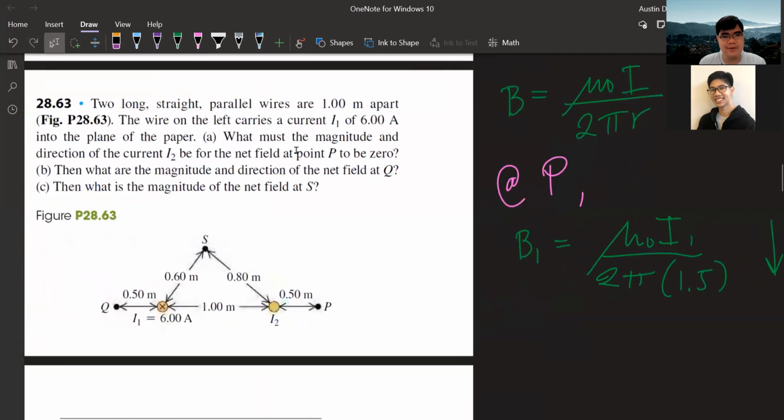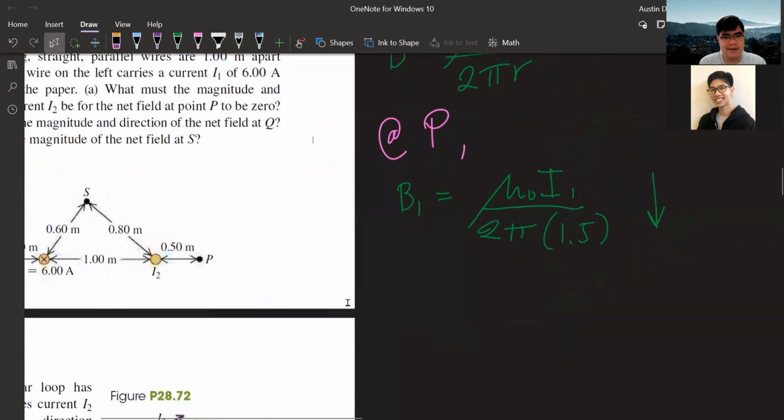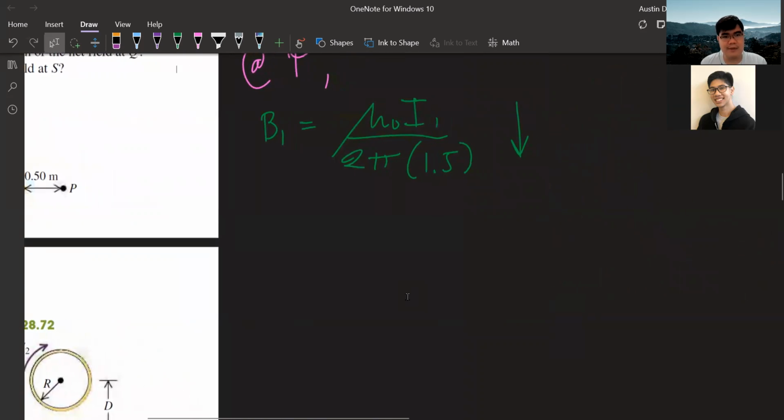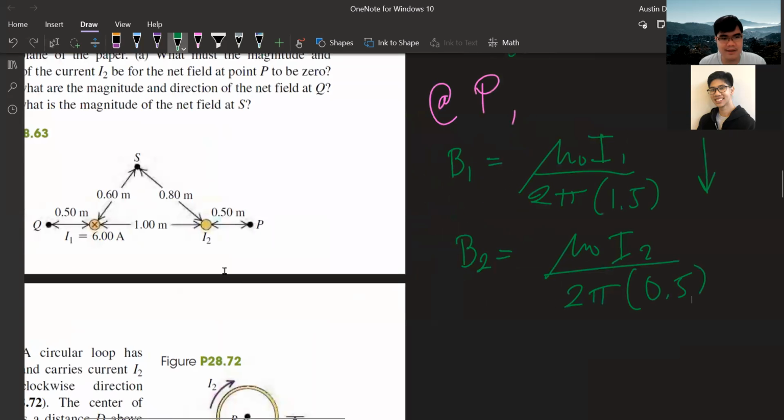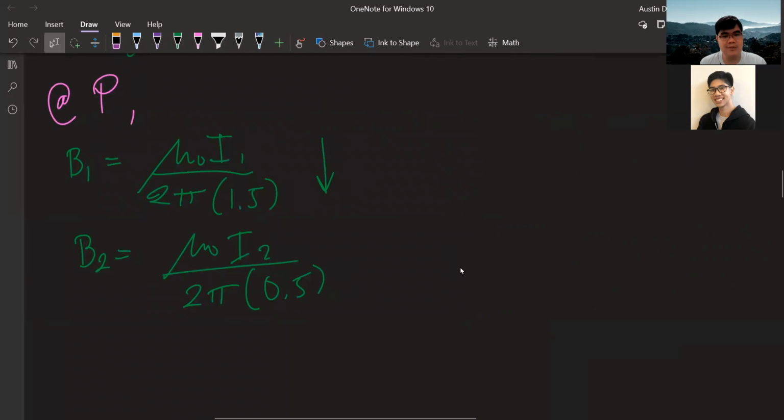So ang tanong sa atin sa una, ano raw yung susupply natin kay I2 para maging 0 yung net field sa P. Okay? So therefore, dapat at B2, si B2 may produce siya na mu naught I2 over 2 pi times 0.5 lang. Diba? Kasi 0.5 lang yung distance ni I2 kay point P. Therefore, we want B1 to be equal to B2.